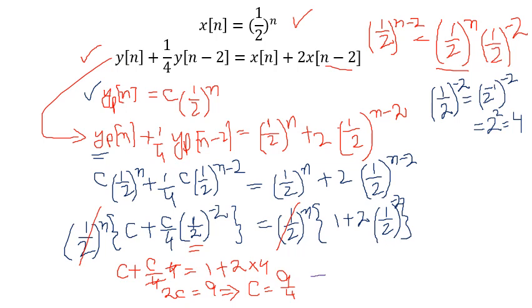So that means the particular solution, that is y of p of n for this difference equation, is 9 by 4 times 1 by 2 to the power n. So with this we conclude today's lecture. I give you some homework, numerical problems.